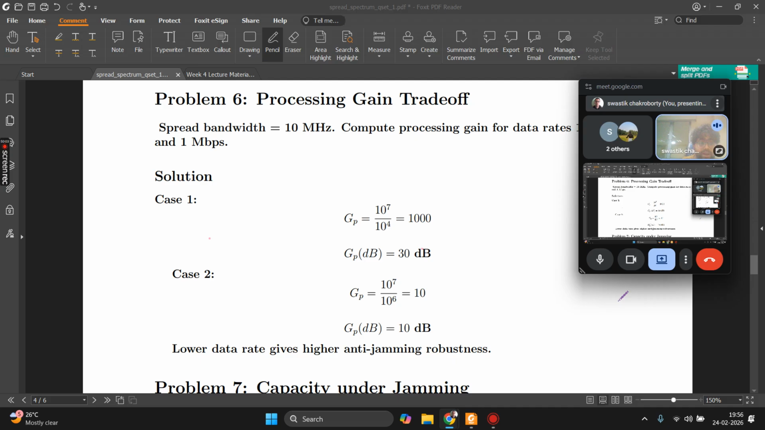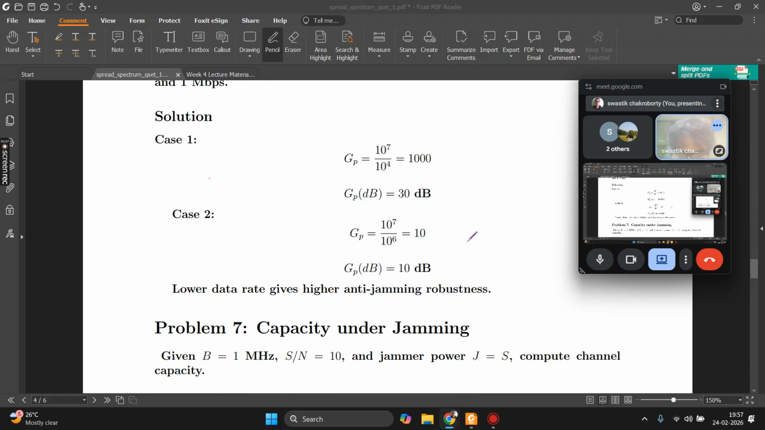The more you spread your data, that is, the more your spread bandwidth relative to your data rate, the better anti-jamming robustness you will have. So here you see that the lower data rate has a processing gain of 30 dB. That means it can tolerate up to 30 dB of jamming above the signal level, whereas a 1 Mbps signal can only tolerate 10 dB of jamming above the signal level.